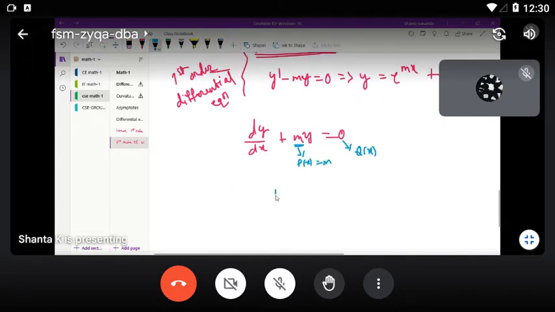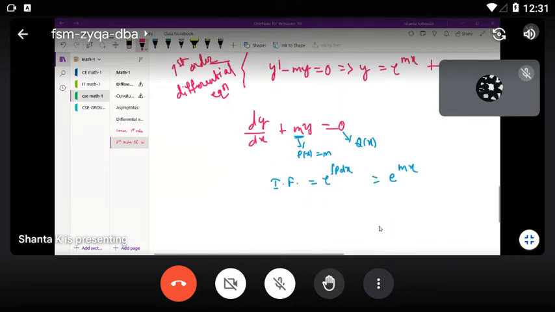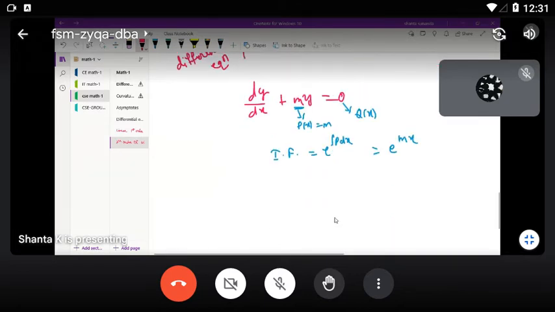So what we have, the integrating factor will be e to the power mx. This is plus, right? So we have e power mx. What was the form? dy by dx plus my equals 0. Got it? So you are getting it. Now you put it in the form. What was the solution?